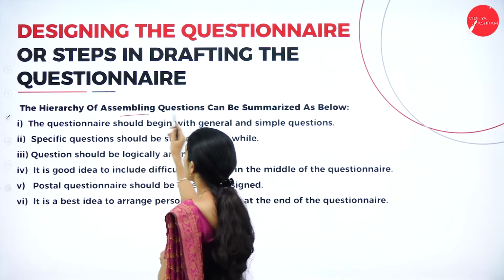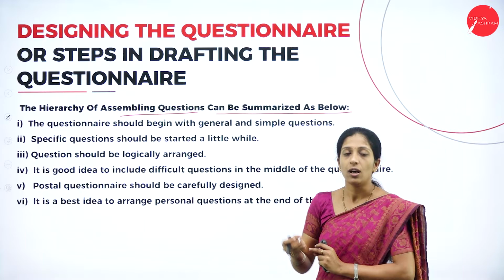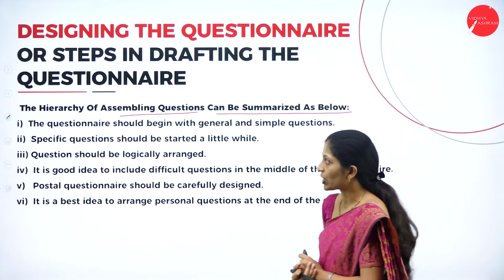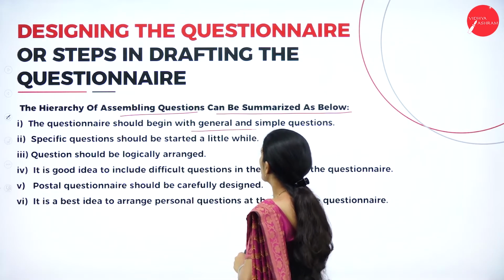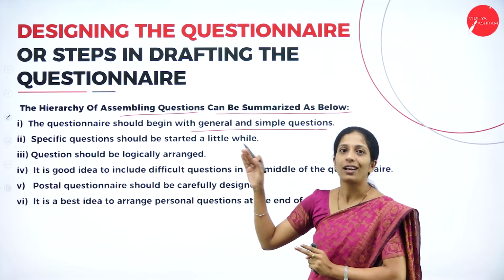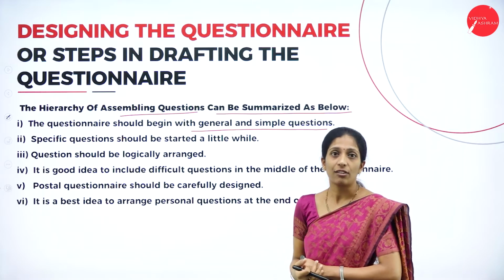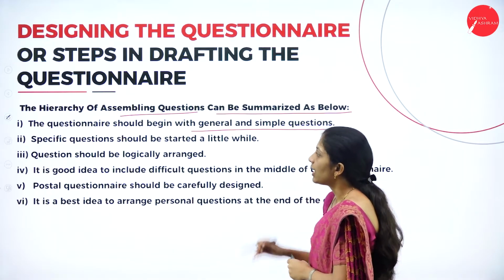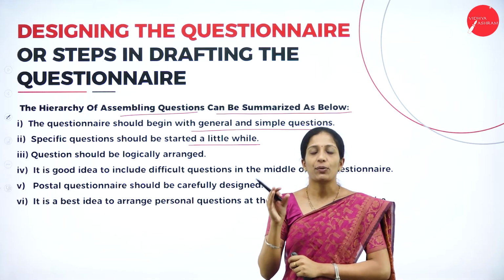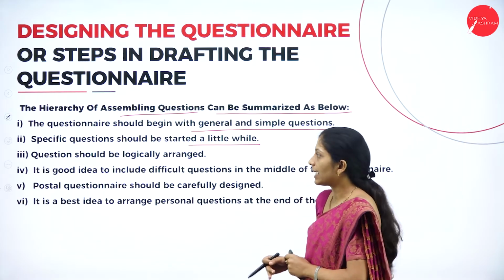The hierarchy of assembling the questionnaire can be summarized as below. So let us see what the step-by-step procedure is in order to decide the sequence of questions. The questionnaire should begin with general as well as simple questions. If you include difficult questions first, it may be difficult for the respondent to answer. Specific questions should be started a little while later, where the answer is very specific. Such types of questions have to be added later.